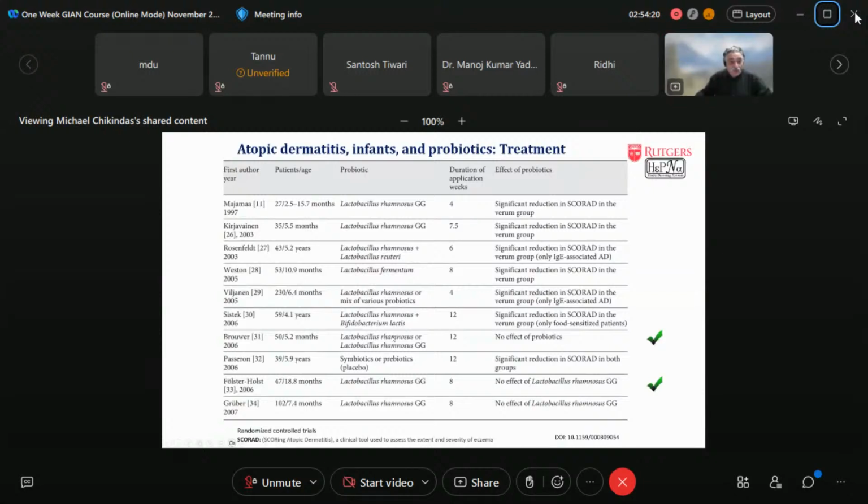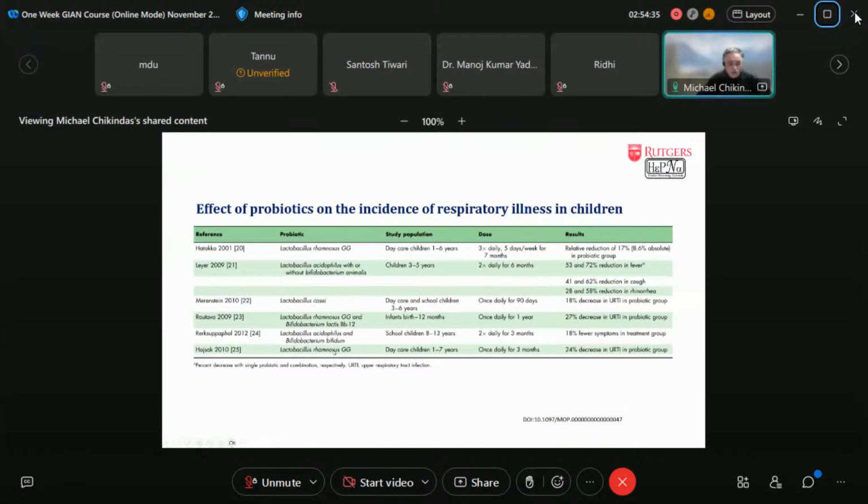59 patients with 4.1 years, and here we have 5.2 months. So I don't know why it happens really. Is it an age status? Is it the immune system? Really unclear. Effect of probiotics on the incidence of respiratory illnesses in children.